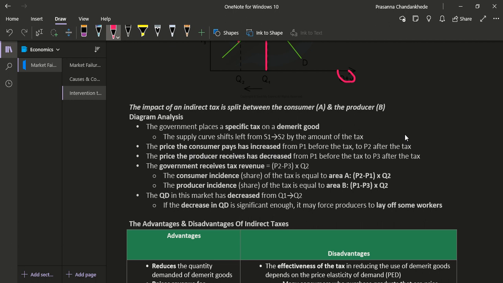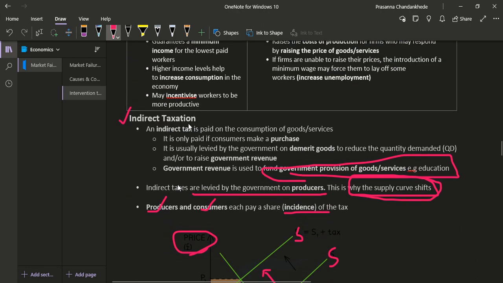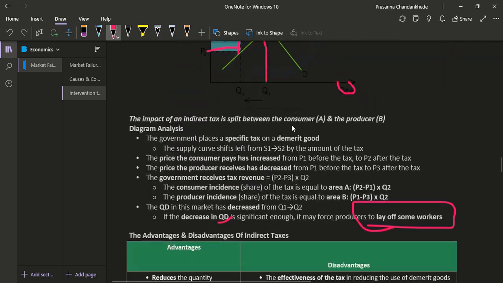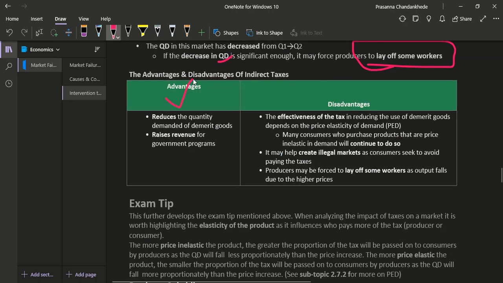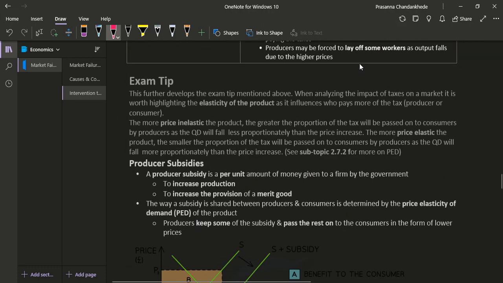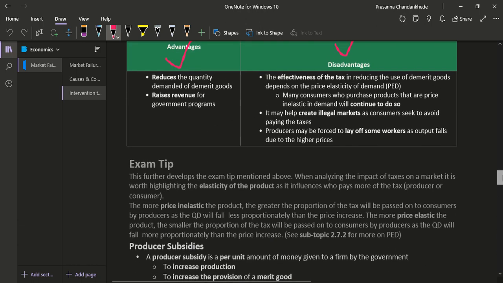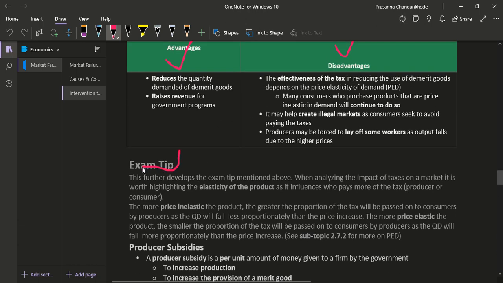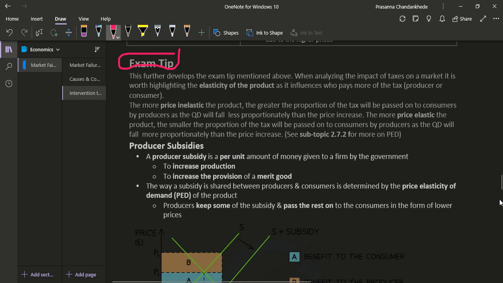The QD in this market has decreased from Q1 to Q2. If the decrease in QD is significant enough, it may force producers to lay off some of the workers. As you may have seen, lots of companies are laying off their workers; it could be due to indirect taxation. I suggest you all read the advantages and disadvantages as well. These are some exam tips. Pause the video and read them. They will help you in your exams, hopefully.